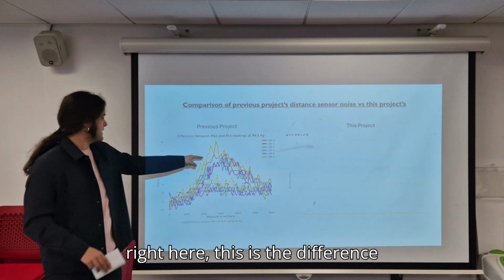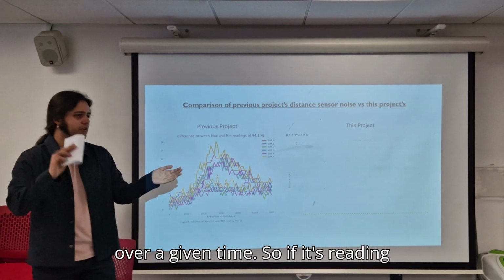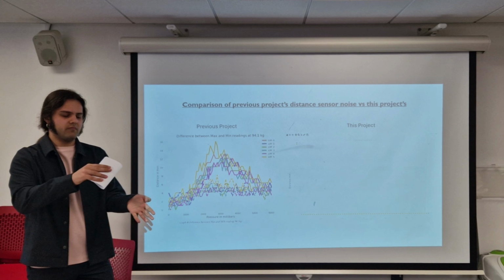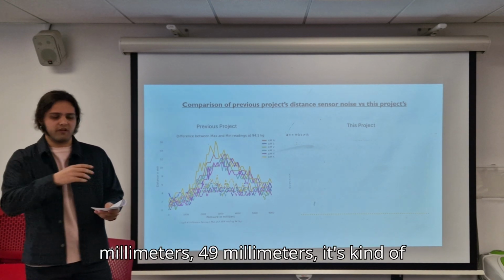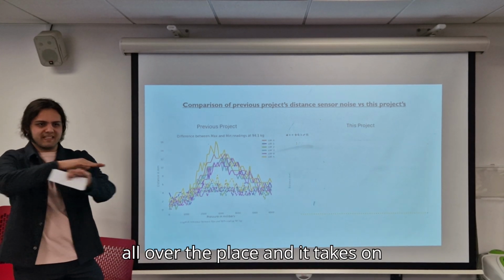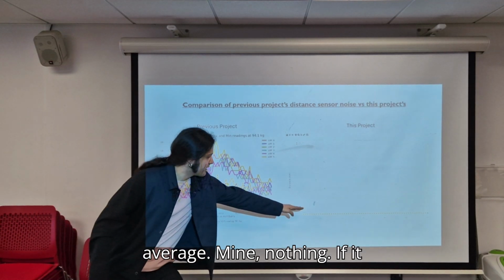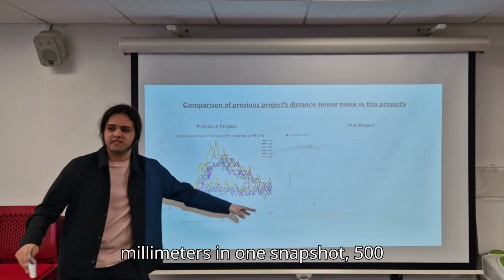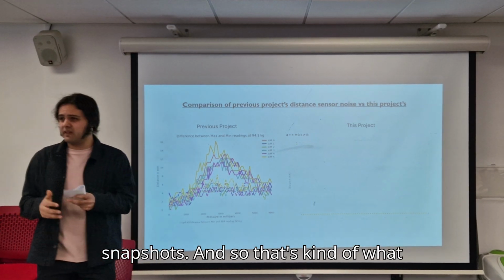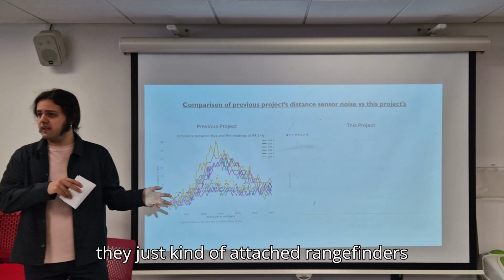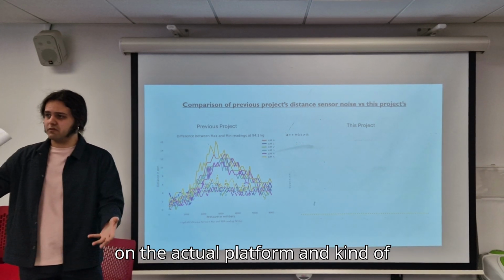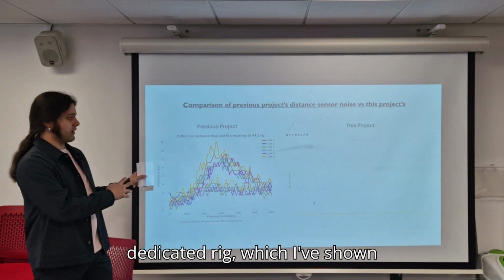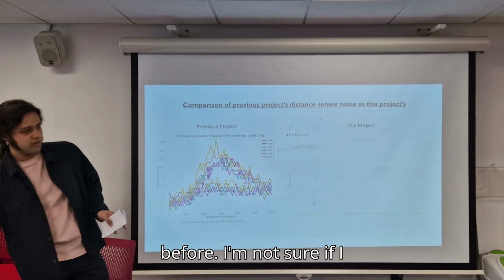As you see right here, this is the difference between the maximum and minimum readings over a given time. So if it's reading 5 millimeters, it's reading 5 millimeters, 49 millimeters, it's all over the place and it takes an average. Mine, nothing. If it reads 10 millimeters, it reads 10 millimeters in one snapshot, 500 snapshots. That's what I've done differently, whereas before they just attached laser rangefinders on the actual platform and measured everything at once. I had a dedicated rig, which I've shown before.